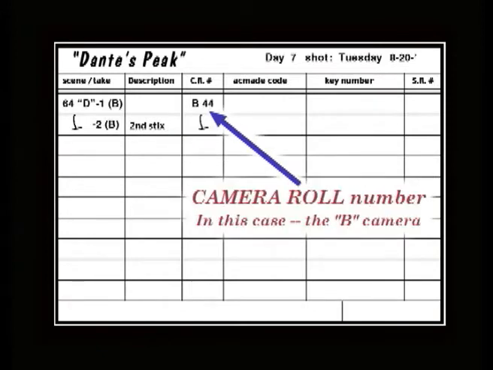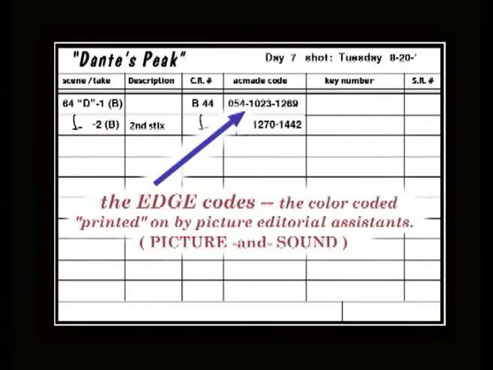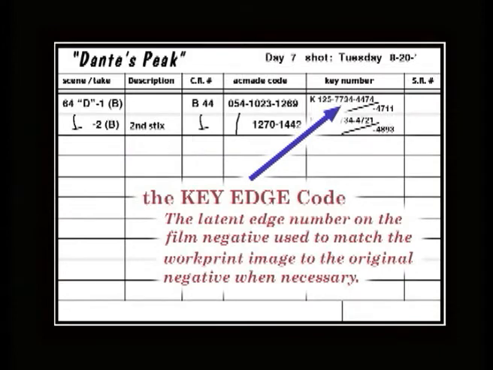You list the camera roll number. This is extremely important when you need to access the negative for opticals or other reasons, and you have to sift through hundreds of thousands of feet of film rolls with great speed. This is the color-coded number printed on by the picture editorial department. This number is logged by the manufacturer and is essential should there be any stock batch issues. The key edge code is the number that editors and negative handling craftsmen depend on to sync the positive work print back to the original camera negative source.